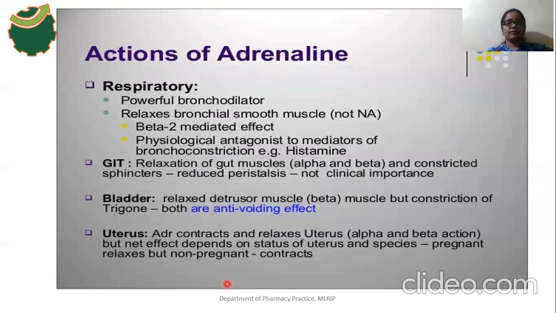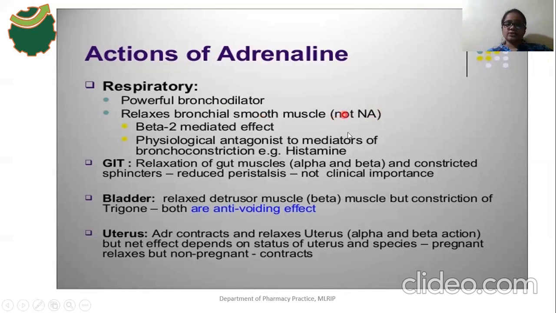What is the action on the respiratory system? The adrenaline action on the respiratory system: the first thing is that it is a powerful bronchodilator. Why is it a powerful bronchodilator? Because it relaxes the smooth muscles, the bronchial smooth muscles.